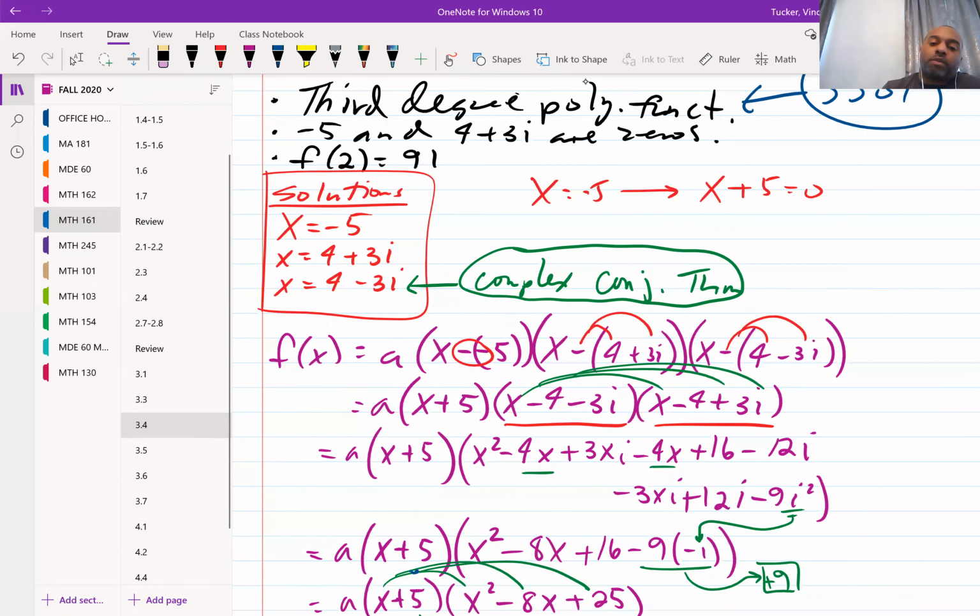Okay. So our result of multiplying those two trinomials together, we have x squared minus 4x plus 3xi minus 4x plus 16 minus 12i minus xi plus 12i minus 9i squared. So that will enable some things to cancel out for us.